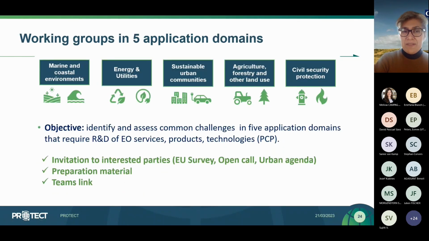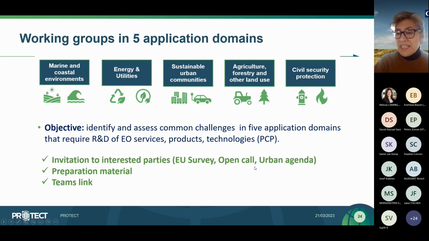So here we have the 5 application domains. Melissa already introduced them very well. So we have marine and coastal environments, energy and utilities, sustainable urban communities, agriculture, forestry, and other land use and civil security protection. Each of you have received a link to one of the working groups, but if you want to participate in another working group or in all of the working groups, you are also welcome.